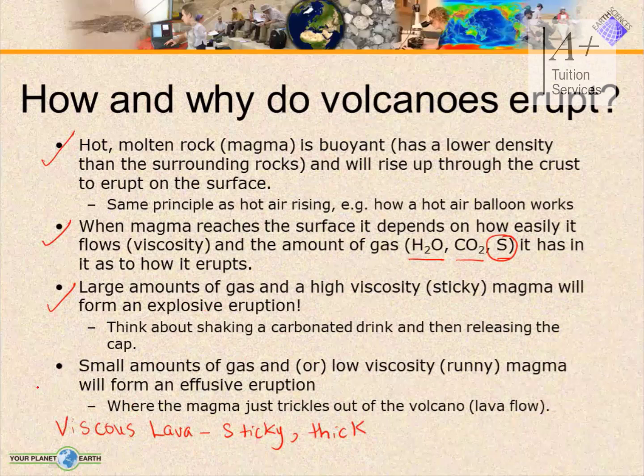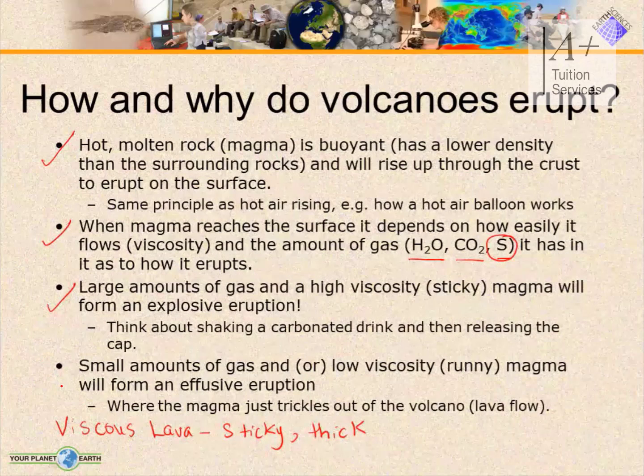Viscous lava is very thick lava, so it's pressured. Think about shaking a carbonated drink and then releasing the cap. So take a Coke, shake it up and open it, it will explode. Except think about the stickiness of the lava and how much it will be.